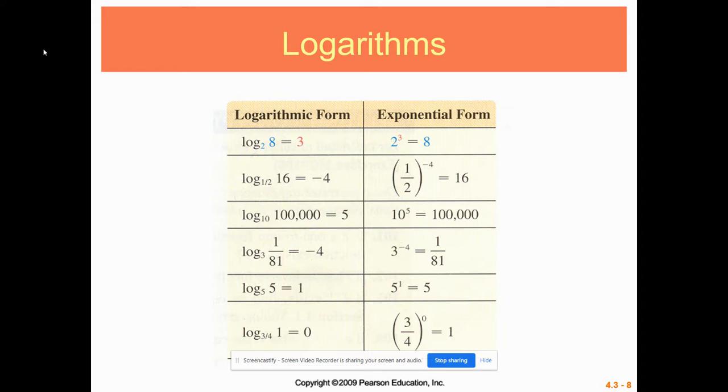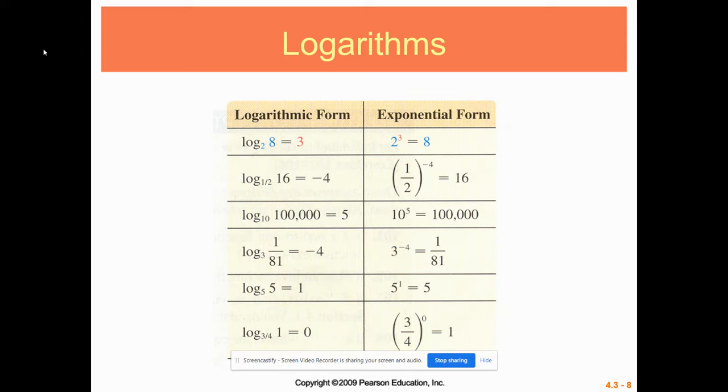So can you change logarithmic form, log base 2 of 8 equals 3, into exponential form? 2 to the third power equals 8. Change log base 1/2 of 16 equals -4 into exponential form. 1/2 to the -4 equals 16. A note about negative numbers. The 1/2 and the 16, those spots cannot be taken with negative numbers or zeros. The -4, what the logarithm is equal to, can be a negative number.